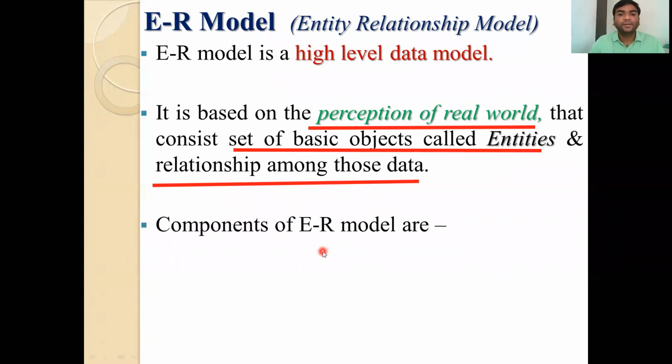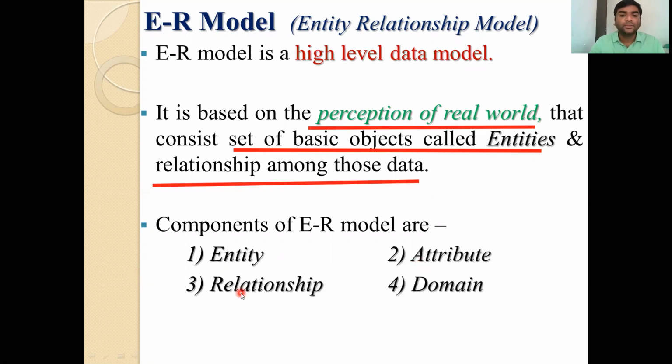What are the different components of the ER model? So the components of the ER model are: first is an entity, second is an attribute, third one is a relationship, fourth one is a domain, fifth is an entity set, and last one is a key. Okay. So these are the six important components of the ER model. And we can see them one by one.